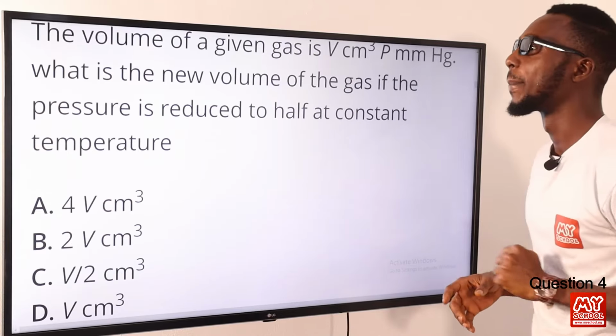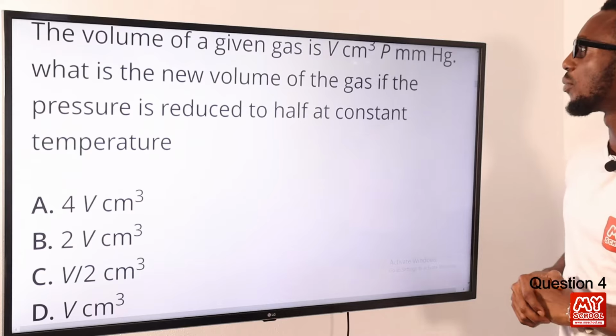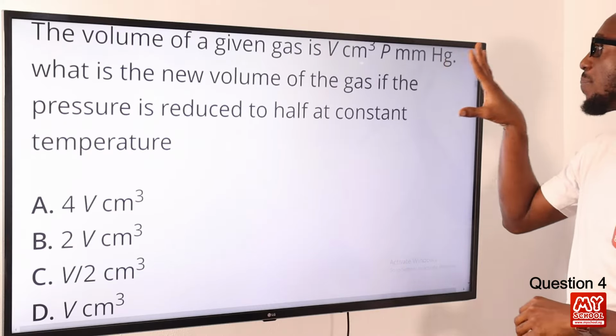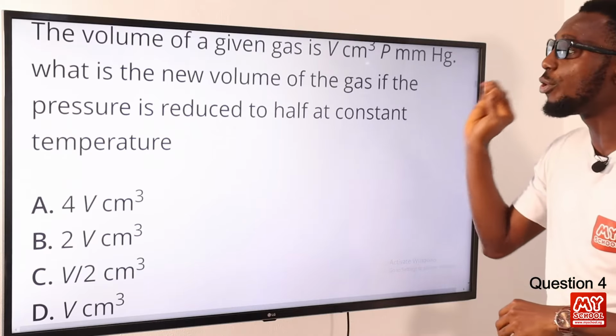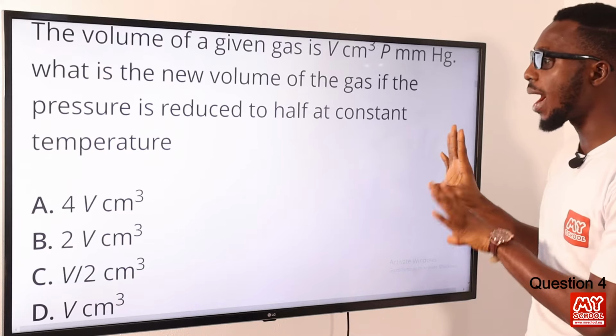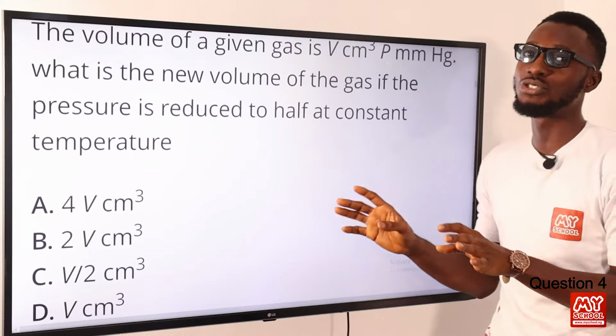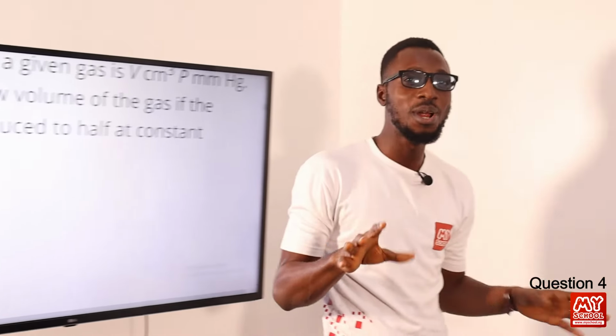Question 4. The volume of a given gas is V centimeter cube, and the pressure is P millimeter mercury. What is the new volume of the gas if the pressure is reduced to half at constant temperature? You've seen that temperature is constant. This is definitely a description of Boyle's law.